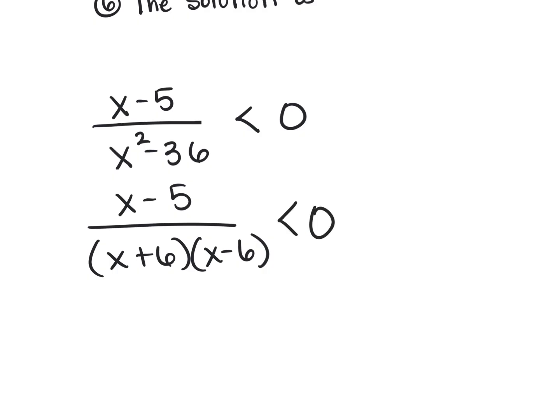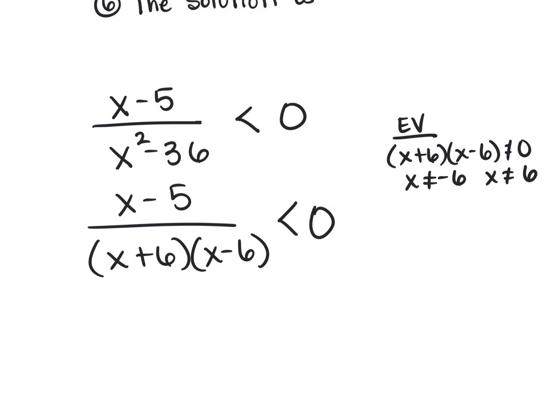Now, the first thing I'm going to do is look at this denominator and figure out excluded values. Those are going to be any x that makes your denominator go to 0. This one will have 2. The first one is x cannot ever be equal to negative 6, and it also cannot ever be equal to positive 6. So those cannot be in the solution set, and these will always go on your number line.